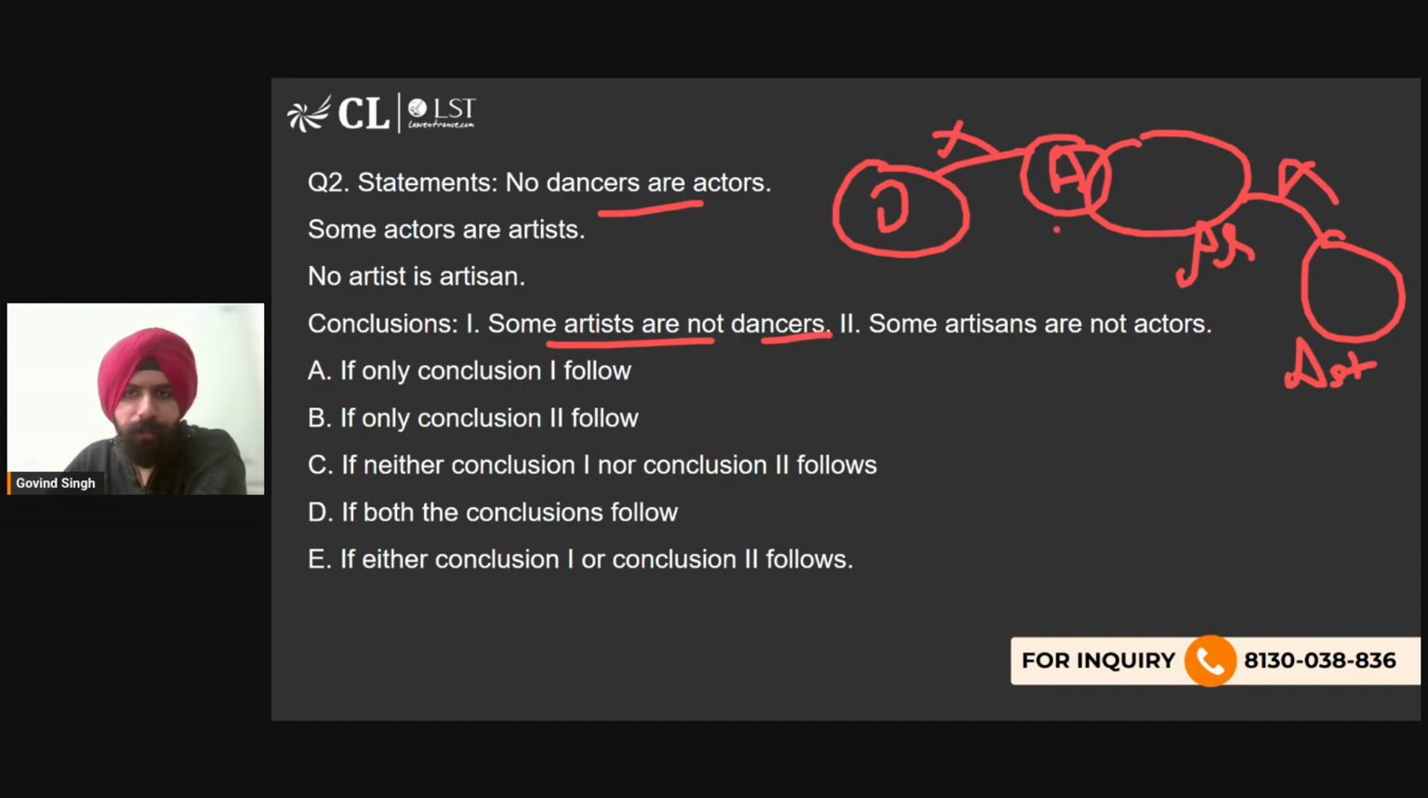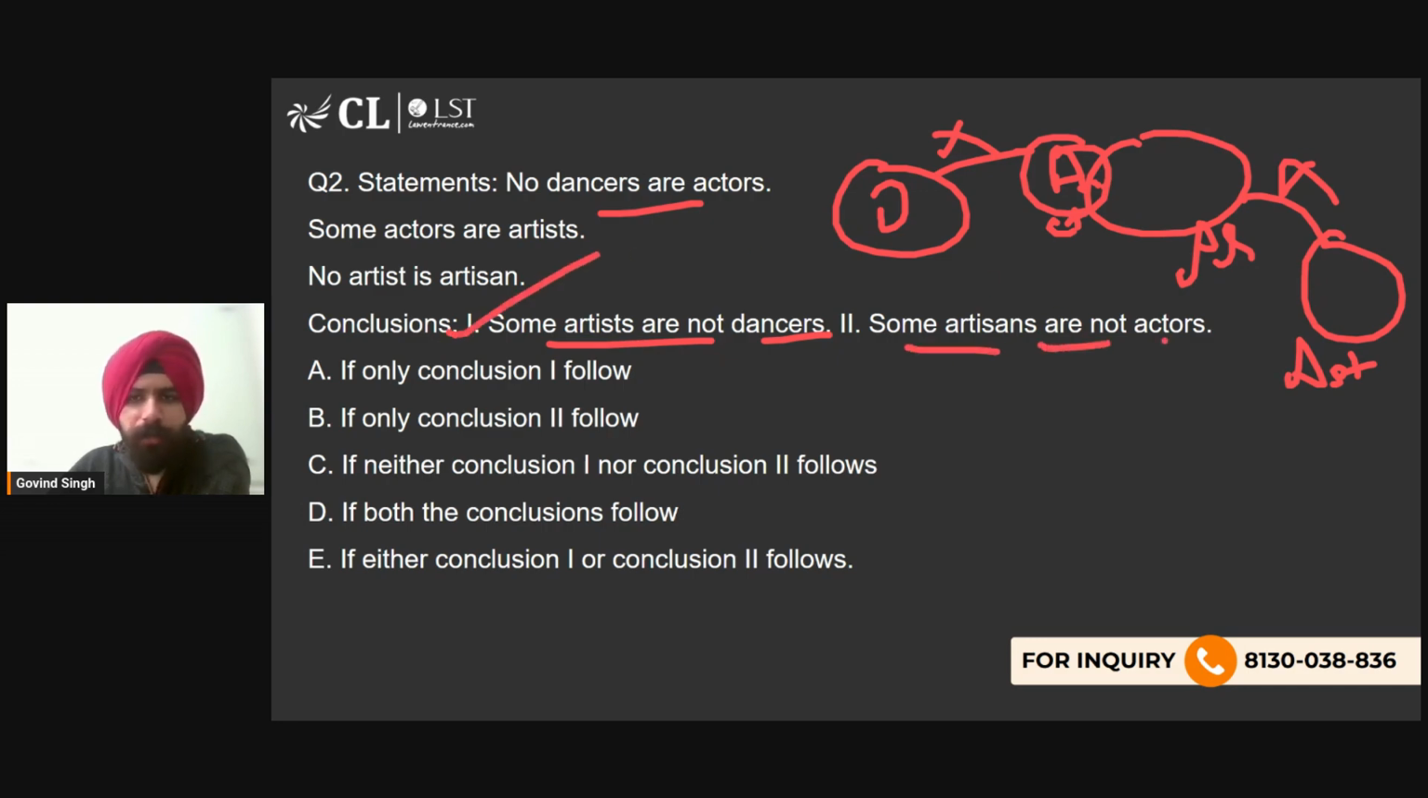Okay, no dancers are actors. This is first. It's called as ACT. Some actors are artists. No artist is an artisan. All right. So this is your actors, this is artists. Some artists are not dancers. Yes, these are the artists which are not dancers because they overlap with actor. So this is going to be true.